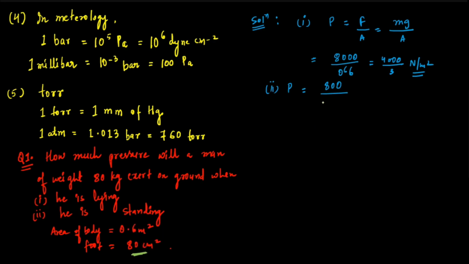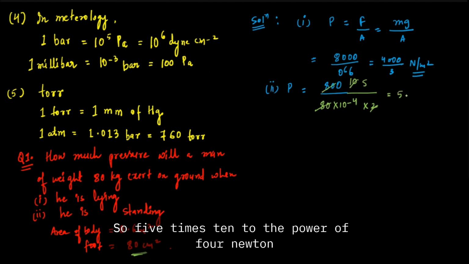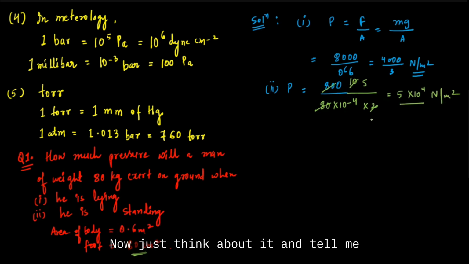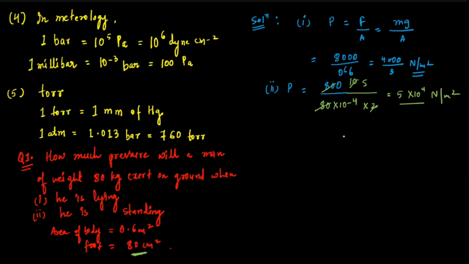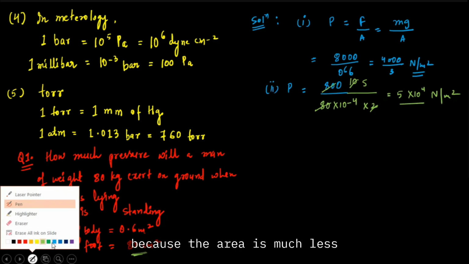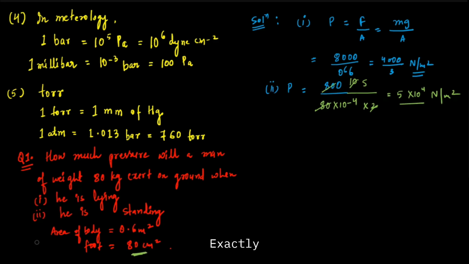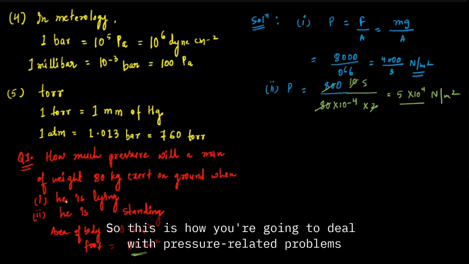Yes. So we can simply write it as 80 times 10 to the power minus 4. Now it becomes meter square. Times 2, because when he is standing, we have to multiply it by 2. So 80 times this, we are left with 10 here. We'll solve this. It is going to be 5. So 5 times 10 to the power 4 Newton per meter square. Now just think about it and tell me in which case pressure exerted on the ground will be more. When you're standing up, because the area is much less. Exactly. So this is how you're going to deal with pressure related problems.